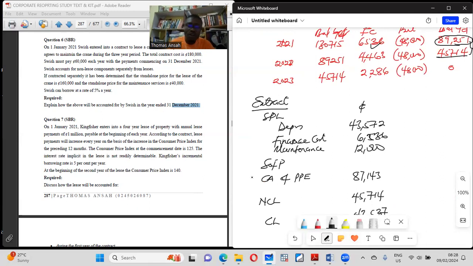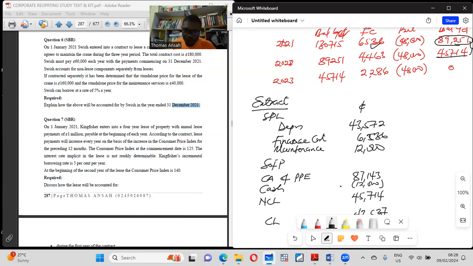Then what happened to the double entry? The double entry is that in my NCA, I have cash, which is going to reduce. So I'll pay cash, so cash will be reduced by 12,000. Basically, that is what you go in there and do. All right, so that is that.